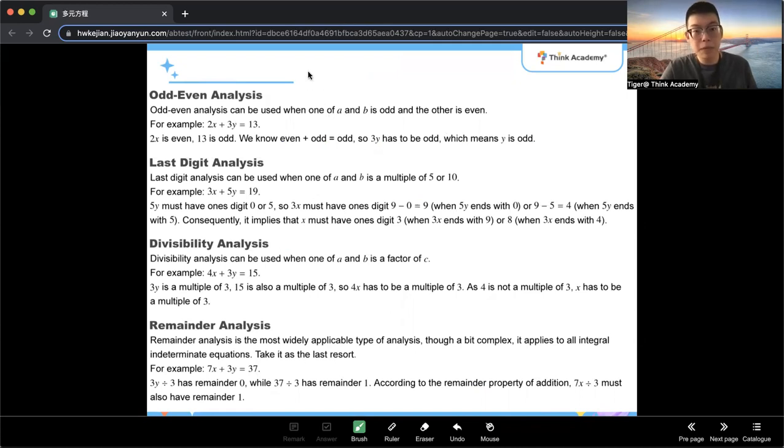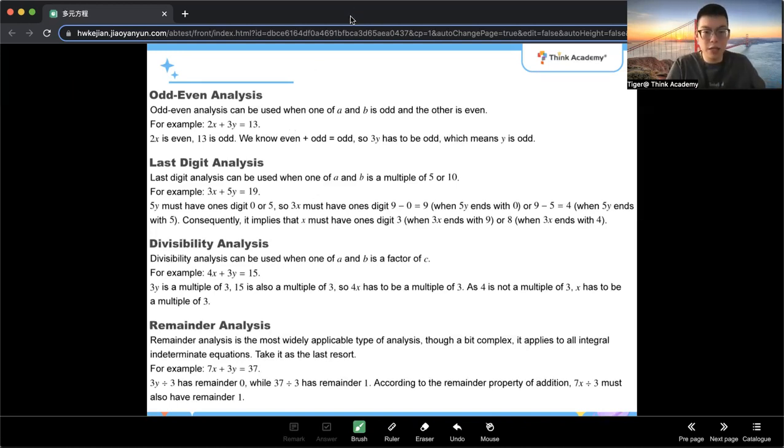So basically, the easiest way to find the first set of solutions is by trial and error. Just try different values you can think of for one of the unknowns until you find a valid solution for the other unknown. But that would cost a lot of time, and that would be kind of a dumb method for smart kids. So that's the reason why we have different types of analysis according to the properties of the equations.